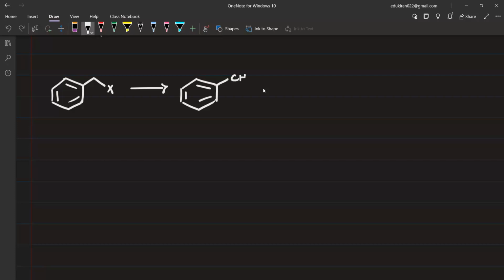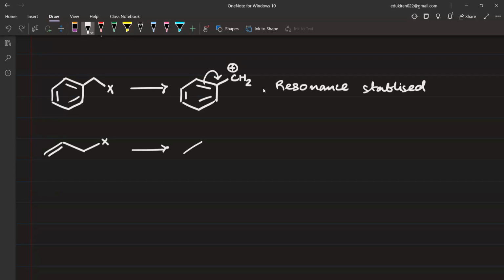then you will get CH2 positive. Now, this CH2 positive is taking part in resonance, so this is resonance stabilized. Similarly, if you look at allyl, here the halogen atom is connected to sp3 carbon and it is connected to a double bond like this. Now, if you remove the halogen atom from here, then also you are going to get a CH2 positive, and this is going to give you a resonance stabilized carbocation.